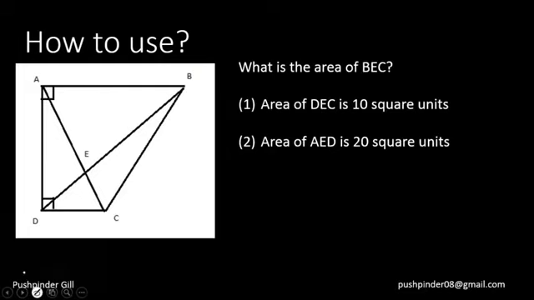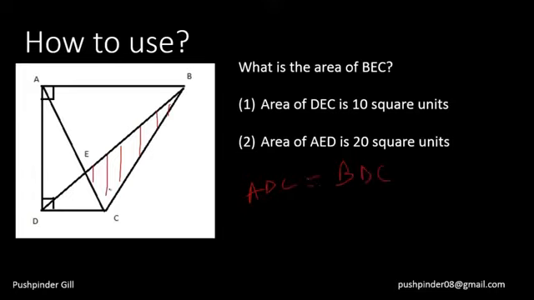So let me just get a red pen. So what is the area of BEC? So he's asking you the area of this triangle. Now if you can very well observe in this question that triangle ADC and triangle BDC have the same area because they share the same base and they share the same height.